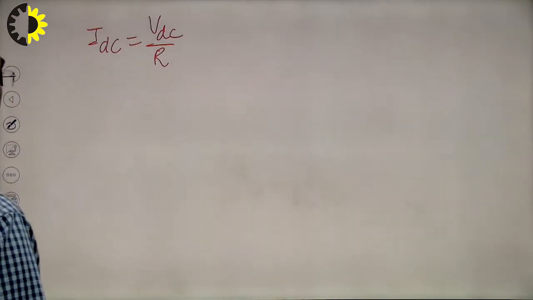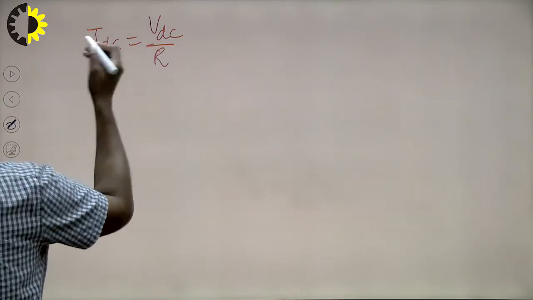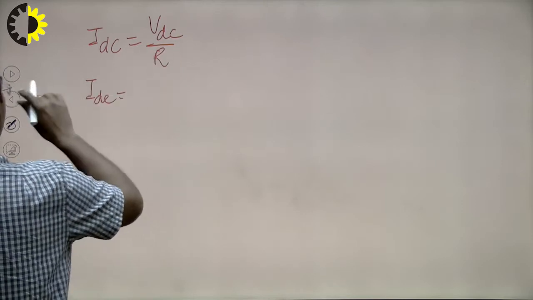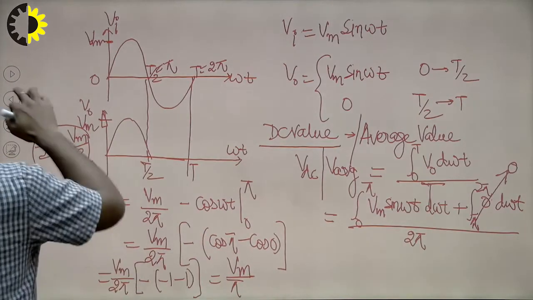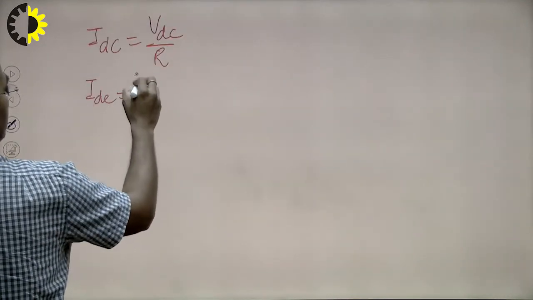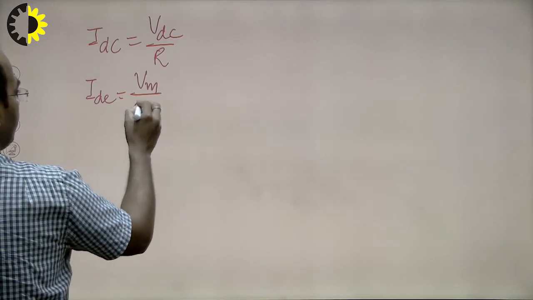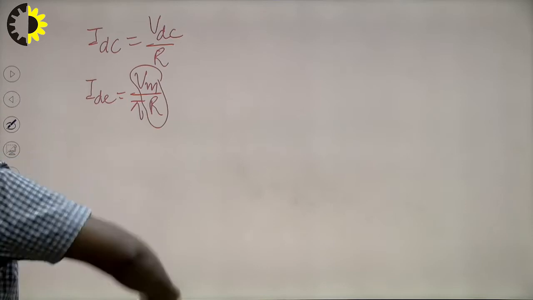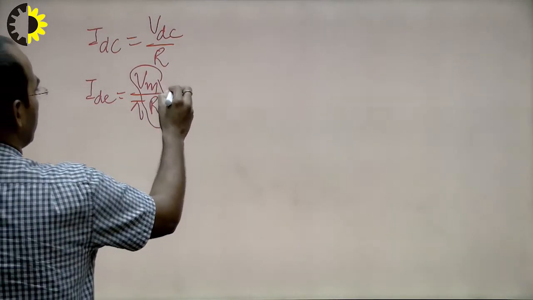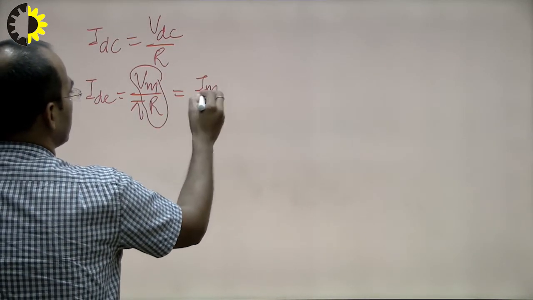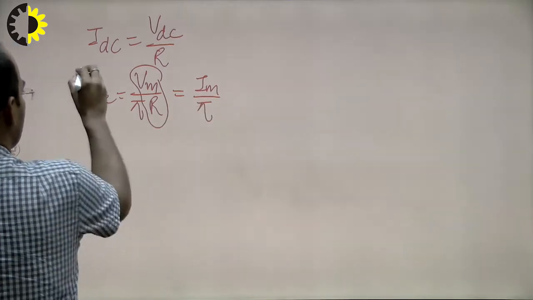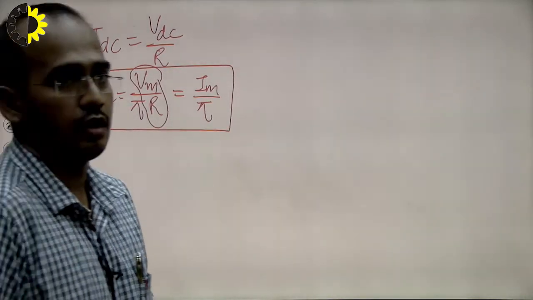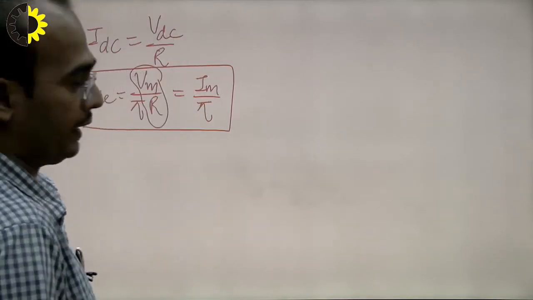In this way you can write the value of this VDC. I have found the value of VDC is nothing but Vm by pi. So, I will write here Vm by pi into R. Vm by R is nothing but Im. So, what will be the value of IDC? IDC is nothing but Im upon pi. This is the mathematical expression for DC current of the half wave rectifier.